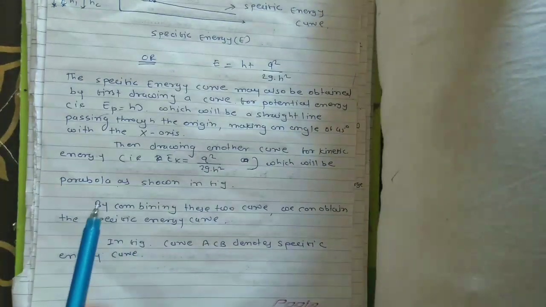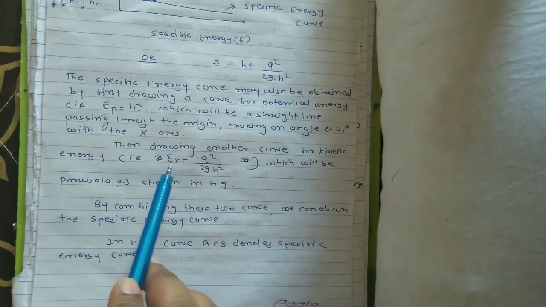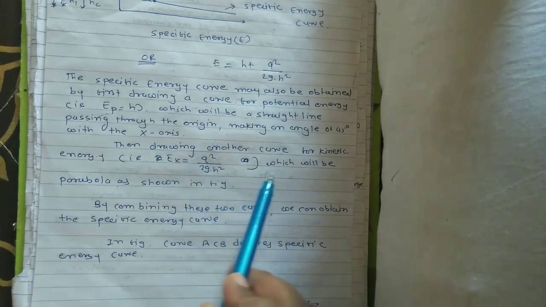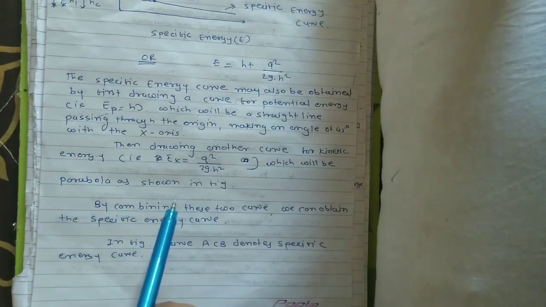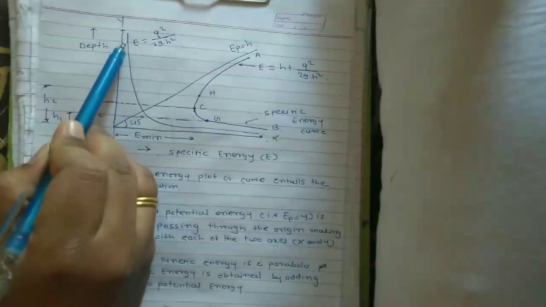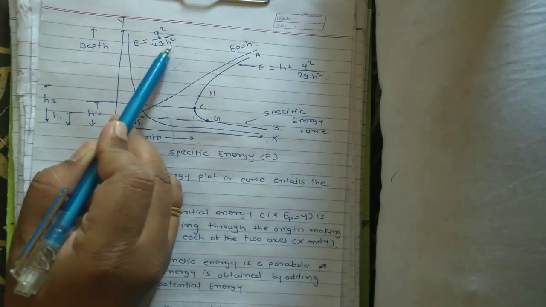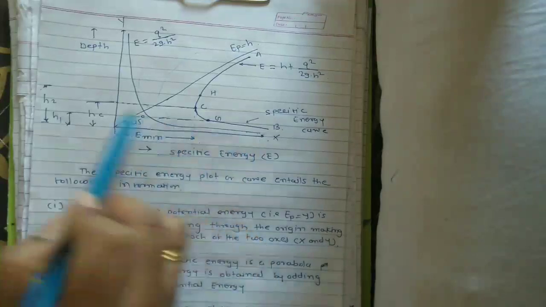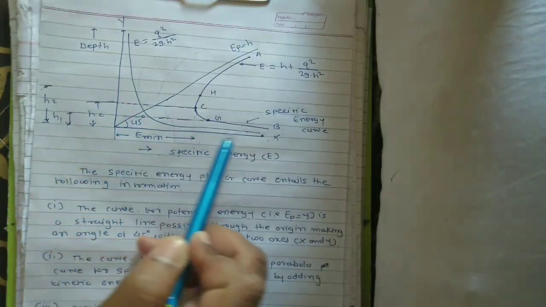After drawing this potential energy curve, now draw the kinetic energy curve. Now what is the kinetic energy curve? We know this equation: kinetic energy is equal to q square by 2g into h square. So this kinetic energy curve will be a parabola, as shown in the figure. Now if you observe this figure again, this is your kinetic energy curve. For different values of h, if you find this kinetic energy, you will get a curve like this. This is nothing but a parabola, so this is the kinetic energy curve.